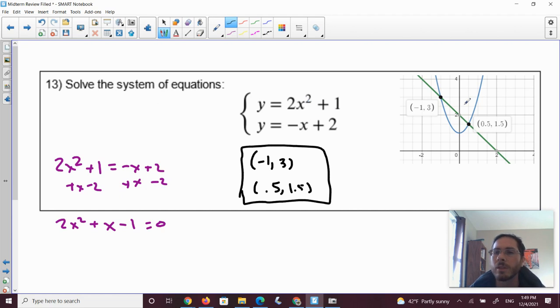But since the squared is here, I do think that the graph is going to be a little bit faster here. And again, if we were to solve this in any sort of method, whether it be the quadratic formula, factoring, completing the square, we'd get negative 1 and 0.5, but then we'd still have to plug negative 1 into this equation to find out the y value, then 0.5 in here to find out the y value. I think the graph is just going to be a little bit better on this question.